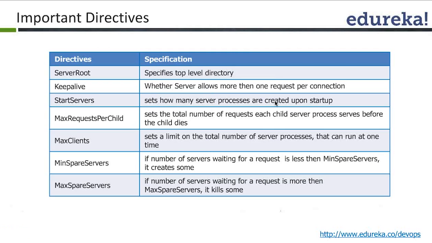So what that means is when somebody says that I'm able to process 1,000 requests per second, it means that the server is designed to handle 1,000 clients simultaneously, and that's the max. Okay, and then you have the min spare and max spare. If the number of servers waiting for a request is less than min, it creates some, and if the number of servers waiting for a request is more than max, it kills some.